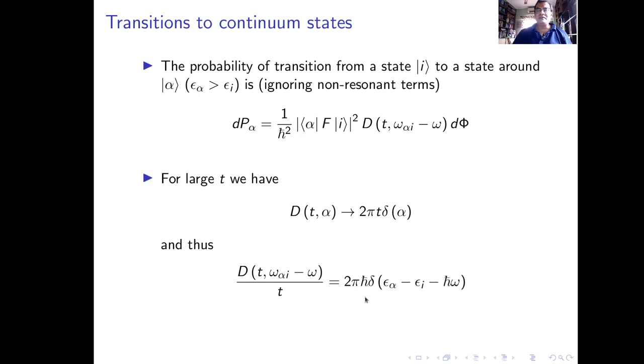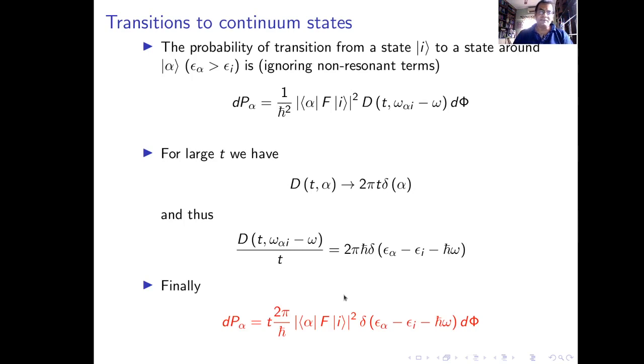Now, using the basic properties of delta functions, you can replace the argument of the delta function with this energy conservation term, epsilon alpha minus epsilon I minus h cross omega, at the expense of a 1 by h cross, which means by putting in an extra h cross here.